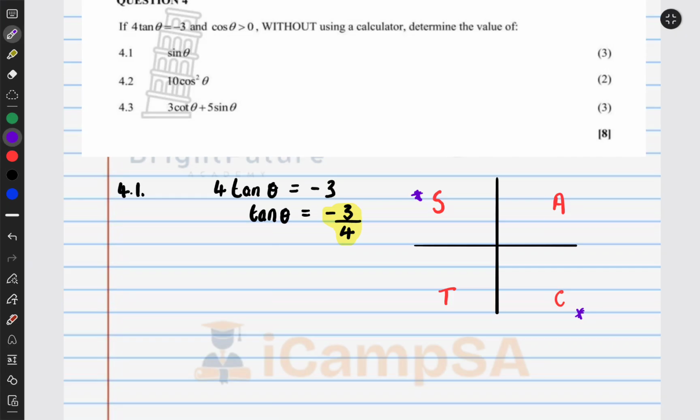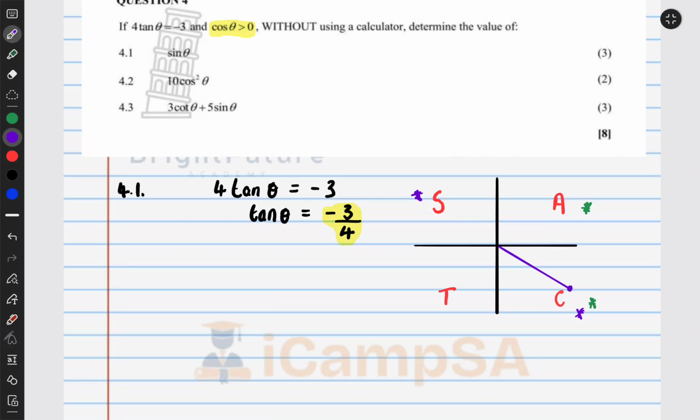But we're also given another condition for this terminal arm, and it's that cos theta is greater than 0, is positive. In which quadrant is cos theta positive? In the first quadrant, because all of the trigonometric ratios are positive for the angles in the first quadrant. And in which other quadrant? In the fourth quadrant. So we have 2 stars in what? In the fourth quadrant. That means our terminal arm will be located in the fourth quadrant.